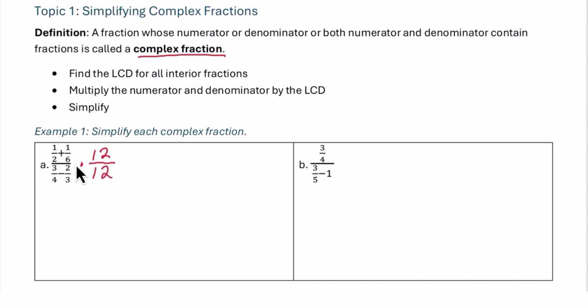Notice that really what we're multiplying by is 1. 12 divided by 12 is 1, just a funny looking 1. So we're not changing the value of this original expression. We're just going to change what it looks like.